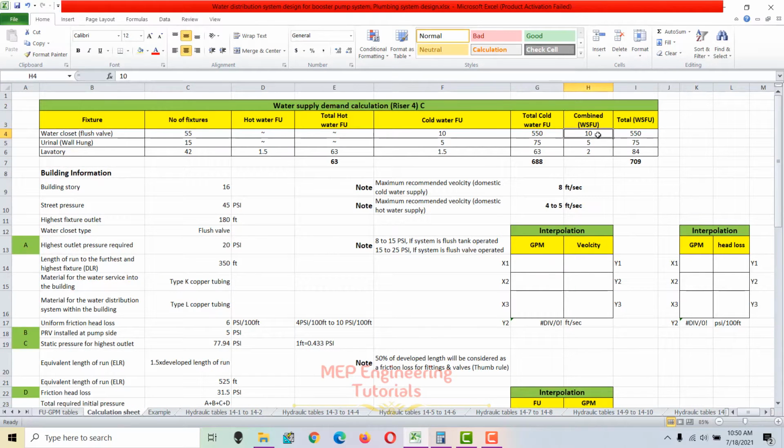So we have to write 10 here. It's the same: 10 into 55, that is 550 total fixture units. So now I'm going to show you for the laboratory as well.